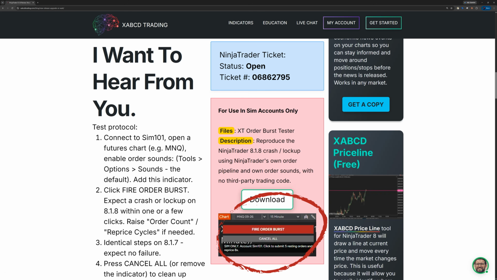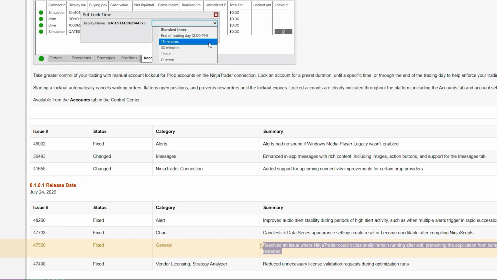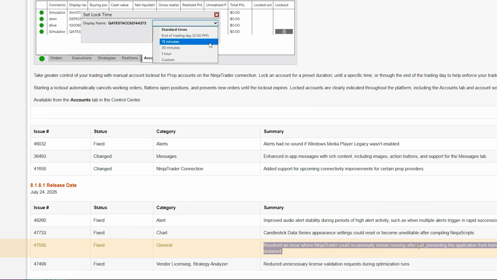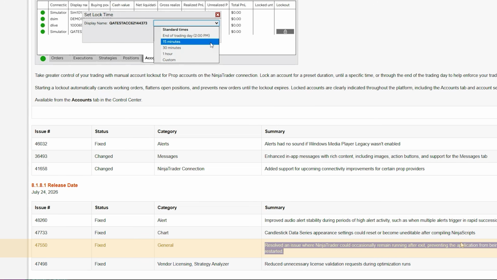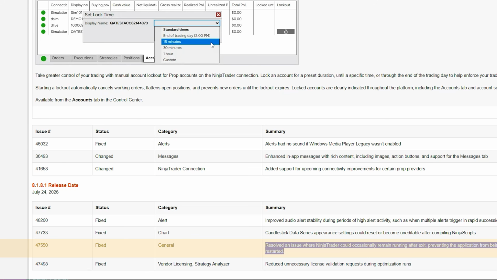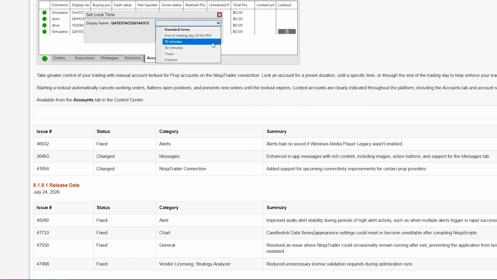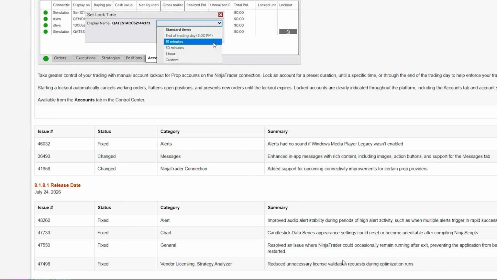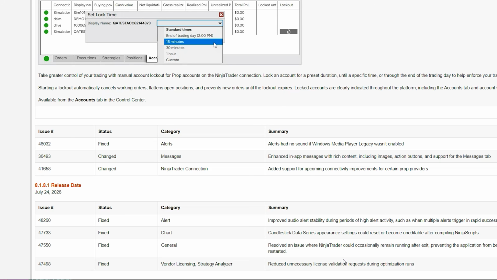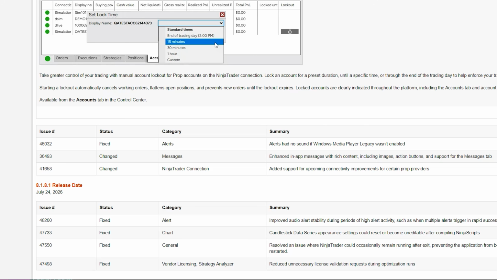Now, a few things I didn't know is that there was this one here: resolved an issue where NinjaTrader could occasionally remain running after you close it, preventing the application from relaunching until Windows was restarted. Okay, that's a bit of a big one. A few other things that have gotten fixed along the way. This made it into 8.1.8.1.